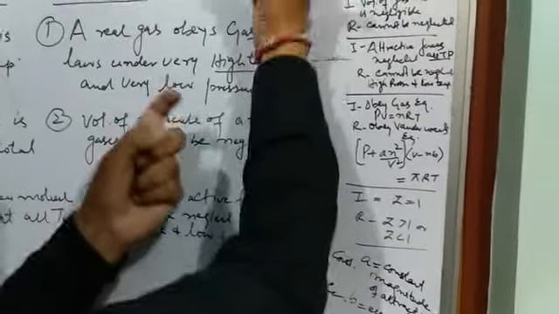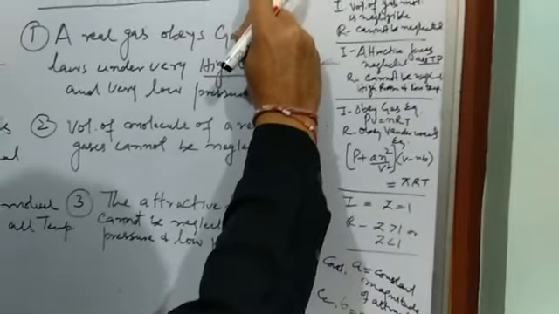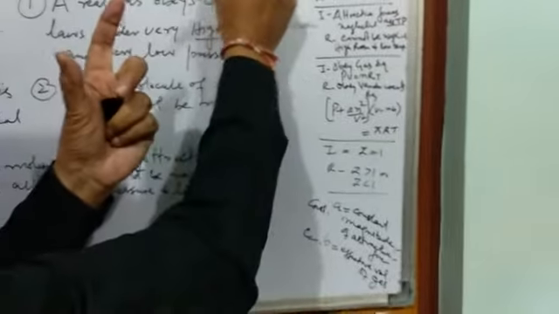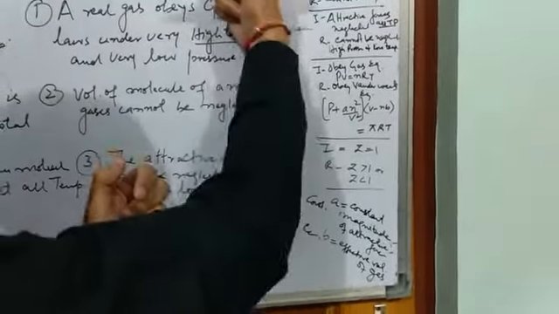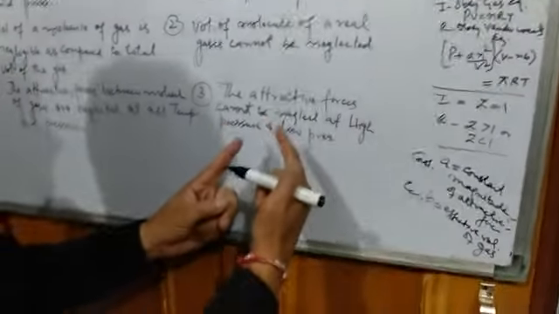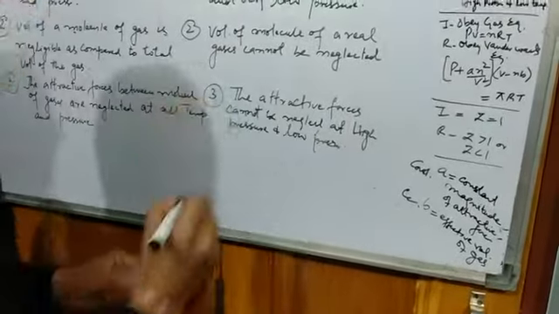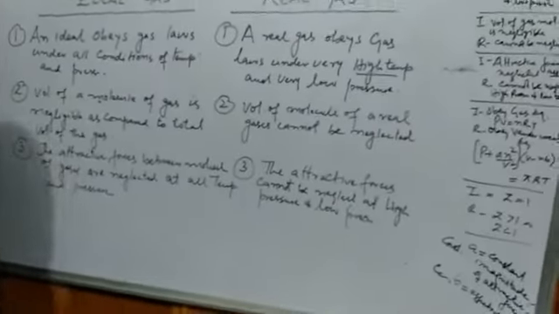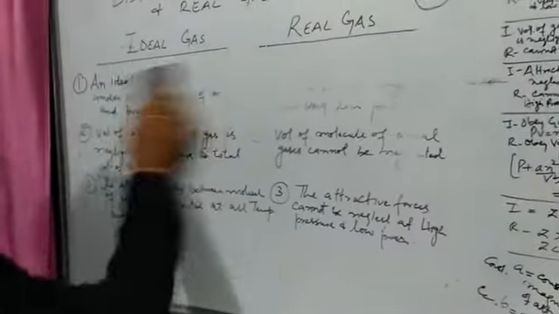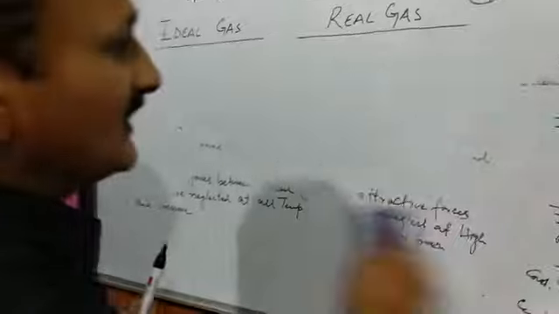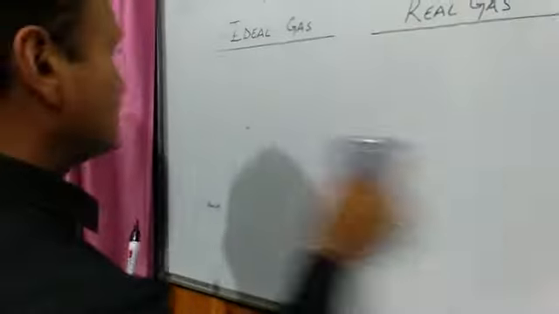So when pressure increases, what will happen to the attractive forces? They cannot be neglected. That means there will be some attraction between the molecules of the gas as soon as the pressure is increased and temperature is decreased. That is at high pressure and low temperature. So this is another point of difference between ideal gases and real gases. Now we can go to another point of difference between the ideal gases and the real gases.